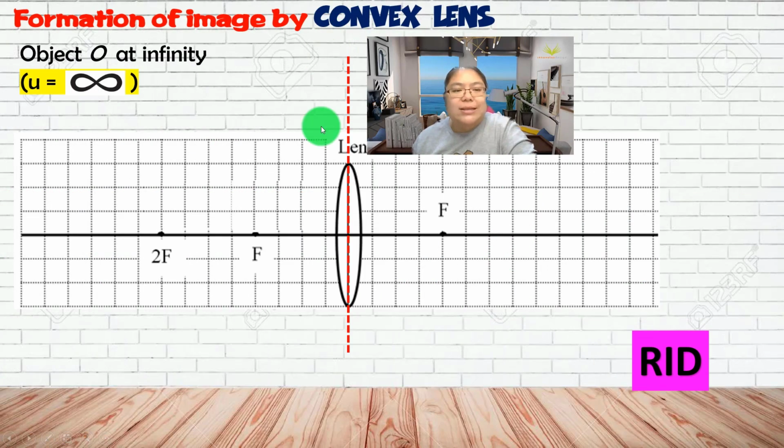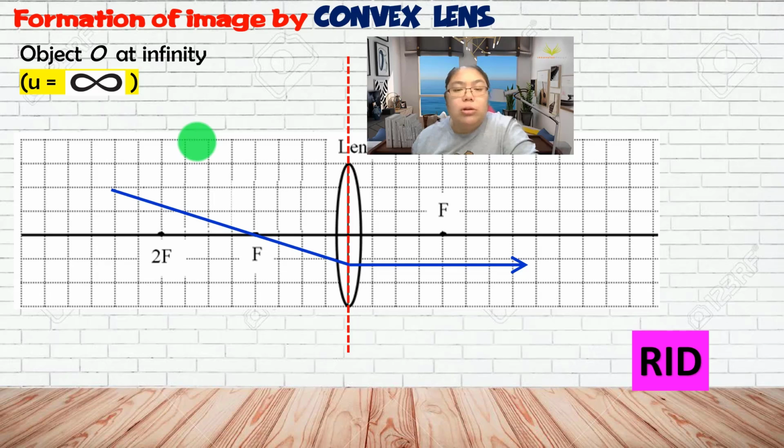Okay, the last one is now the object at infinity. Very far already. So from infinity, we cannot use the first ray because we cannot capture the image. So for this situation, we have something a little bit special. We're using number 2 and number 3, second ray and also third ray. Okay, we start with the second ray. Second ray goes to F first. Okay, we draw the line. Okay, go to F first. After that, parallel. This one is the second ray.